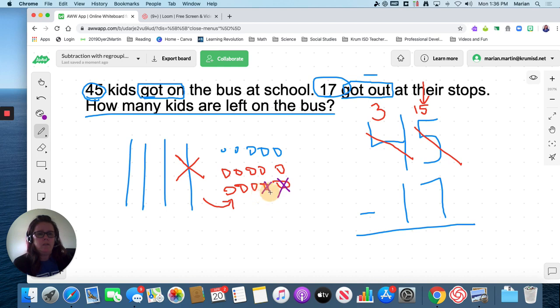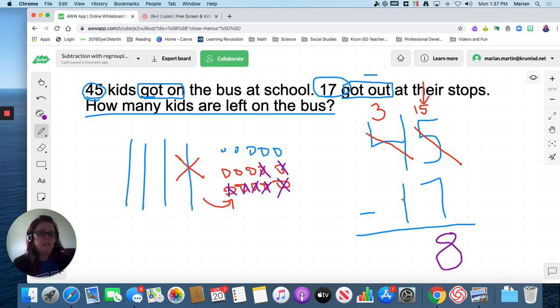1, 2, 3, 4, 5, 6, 7. So I just cross them out. When I cross them out like that, it's showing that I'm subtracting them. And now we're going to count how many are left. 1, 2, 3, 4, 5, 6, 7, 8. There's 8 ones left, so I can write an 8 in the ones place.